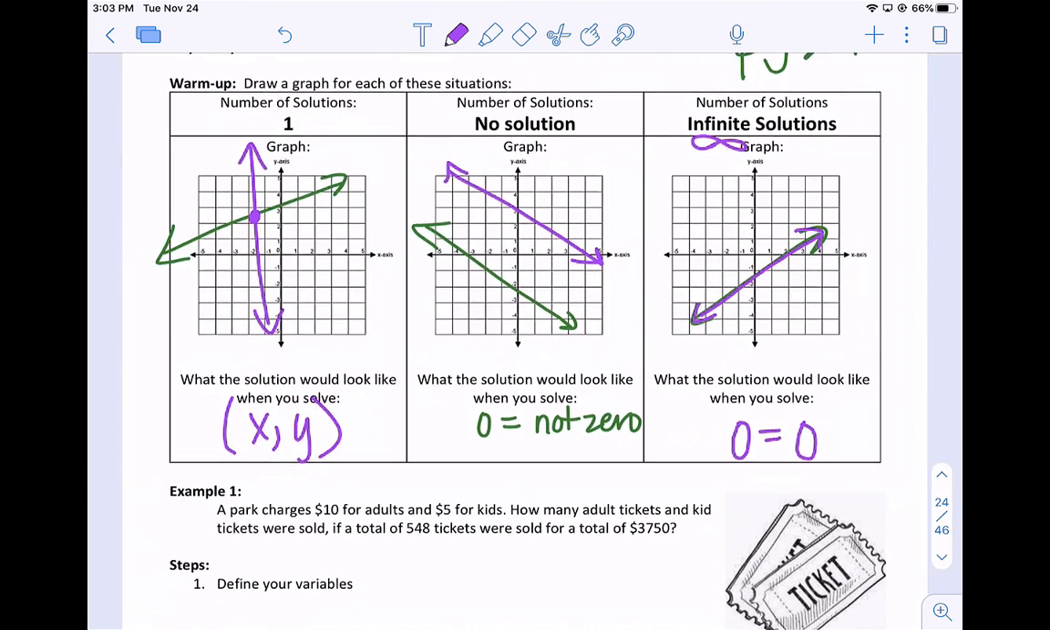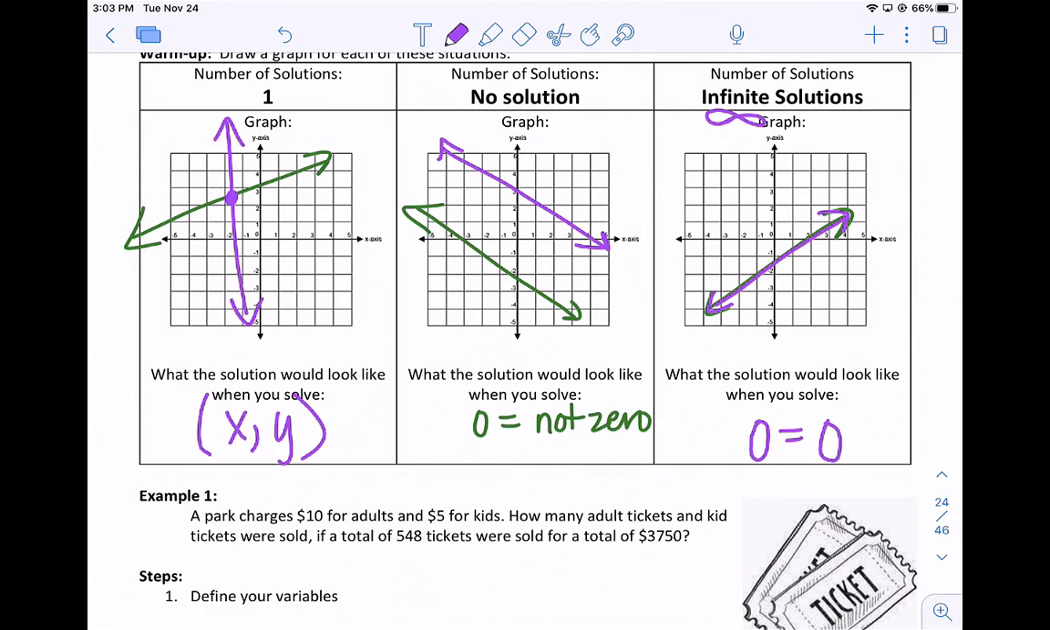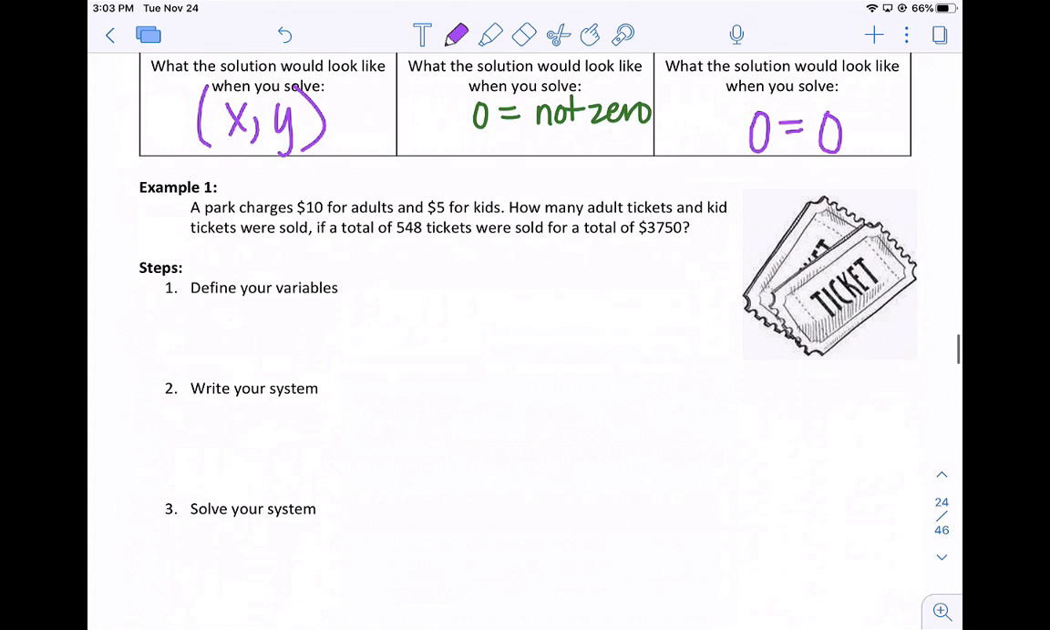So our goal today is we are going to practice elimination again. And we're also going to practice defining our variables and setting up equations from word problems. And then your assignment today has you define variables, set up equations, and also solve. So here's the first example.